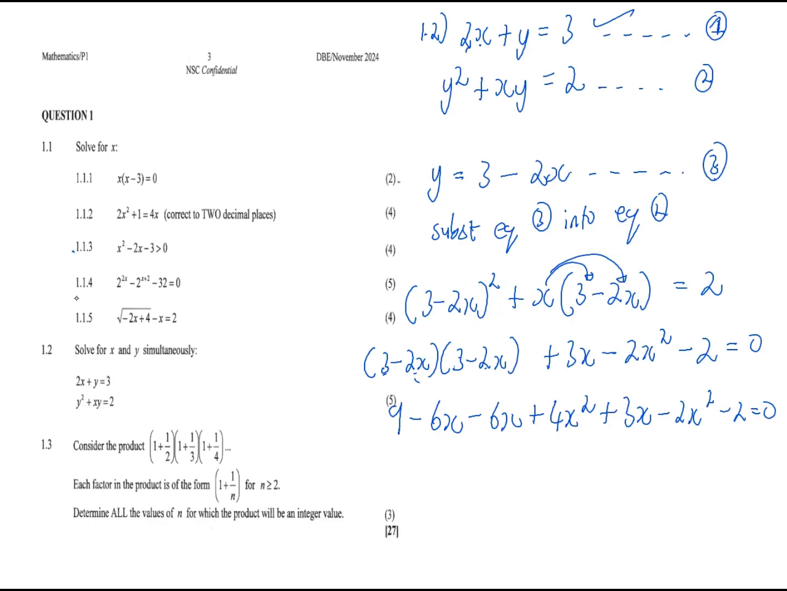Now, let's look for like terms. Like terms: 4x squared minus 2x squared. And then other ones, we have negative 6x, negative 6x, positive 3x. And then we also have constants, right? So our constants are 9 and negative 2. So let's deal with those. Following the order of degrees, we'll have 4x squared minus 2x squared, that's 2x squared. Negative 6 minus 6, that's negative 12, plus 3x, that's going to be negative 9x.